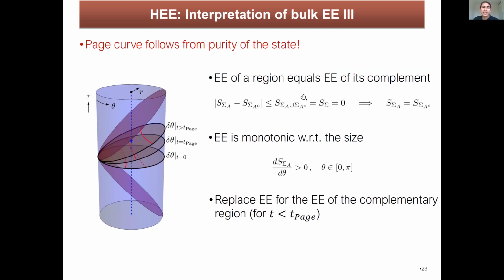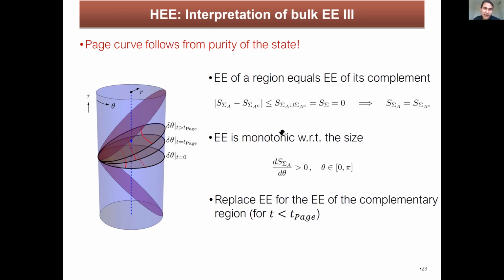Okay, so one thing that is nice about this picture is that we can understand the behavior of the Page curve as following completely from the purity of the state. So one way to see it is that if the state is pure, then you know that the entanglement entropy of a given subregion is equal to the entanglement entropy of the complement. One way to derive it is from the Araki-Lieb inequality that is given here. And if the state is pure, then this is bounded by 0, which means that these two quantities are equivalent.